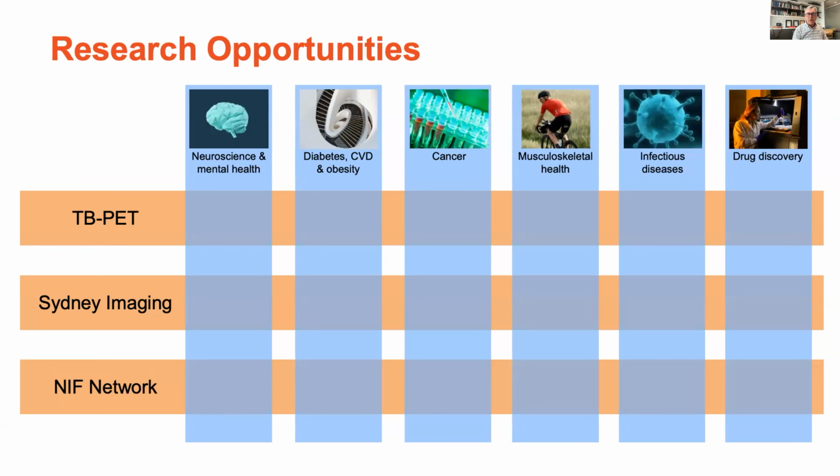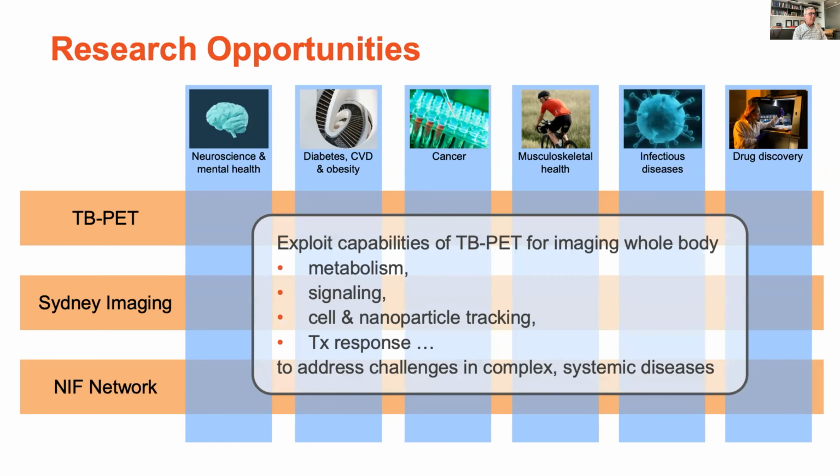So in this talk, I've only had time to really just touch on a couple of examples in neuroscience and infectious diseases, but I really think the opportunity space is enormous. And so the idea will be to take advantage of those unique capabilities of total body PET, together with the Sydney Imaging platform and the NIF network, to exploit those capabilities to look at metabolism, signaling, cell and nanoparticle tracking, therapeutic response, and all of these things in order to address some of the big challenges in the study of complex systemic diseases.